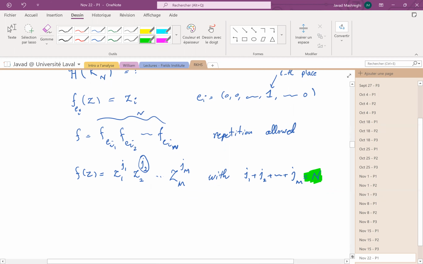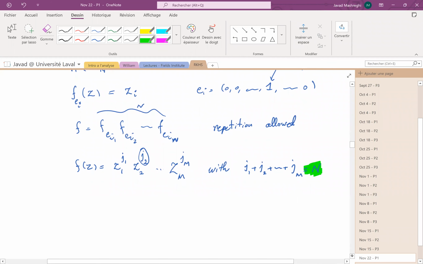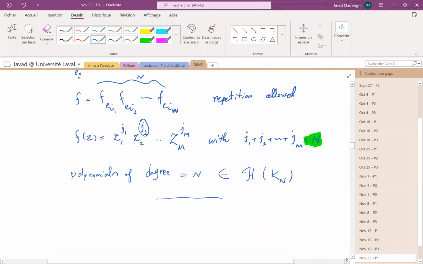And when we consider all combinations, we see that polynomials of degree precisely equal to n belong to H of Kn. This is a special case, a finite dimensional case. We can go further and do a bit of work to show that there is no more. These are all of them. And now we go one step further. As before, we consider power series.